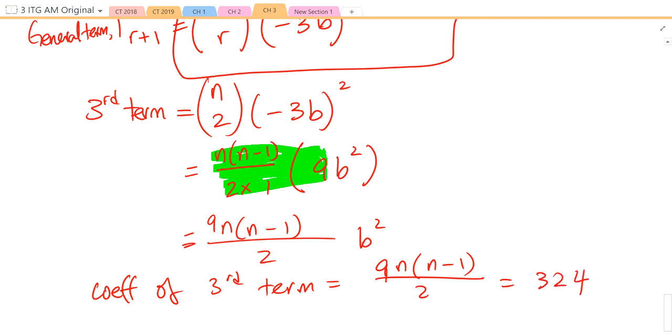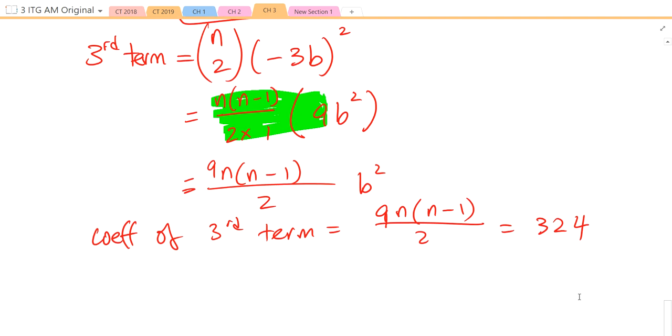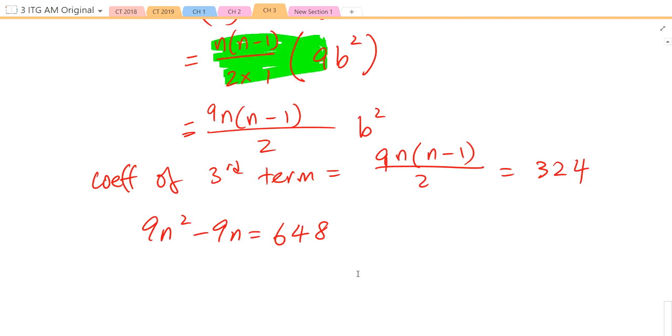This is a quadratic equation. Expand it out. 9n squared minus 9n equals 648. Factorize. You will get n equals 0, rejected. No, not n equals 0. You will get n equals 9. Or there's another answer, but it will be rejected. Okay, you go and think about why.